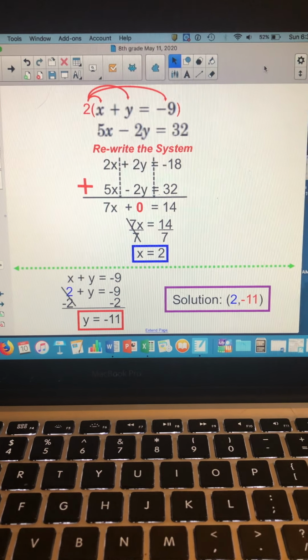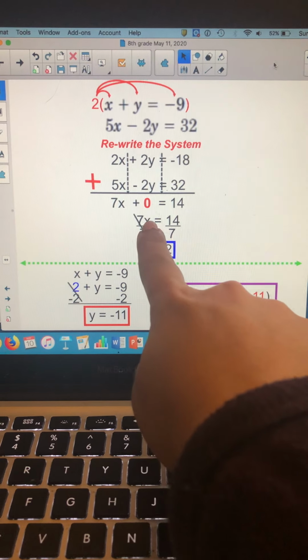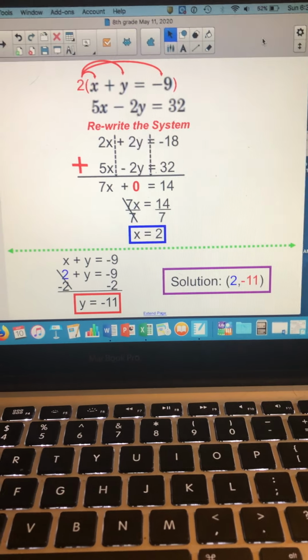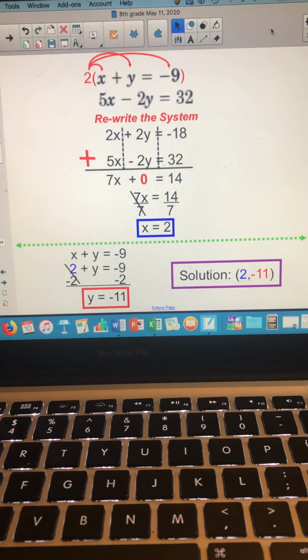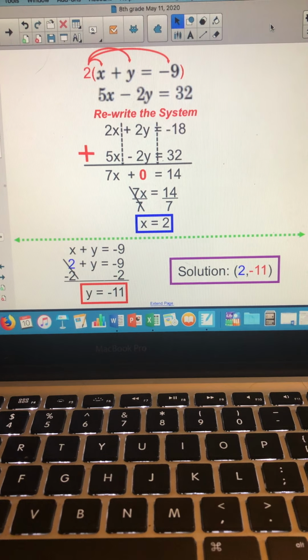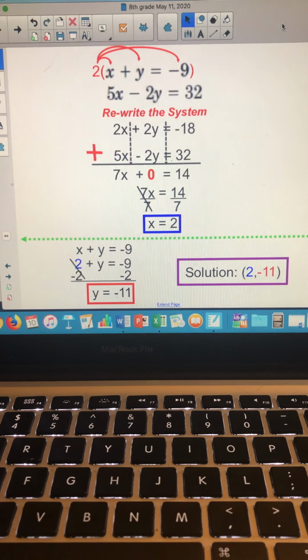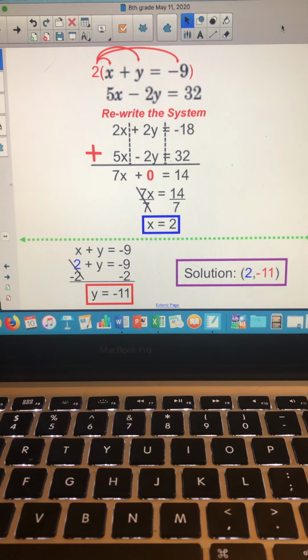And then when we add them, because our y's are opposites, they will eliminate to 0, allowing us to find our x value. And then once we have x, we substitute into one of the equations and solve for y, and then we write our solution, which would be 2, negative 11.